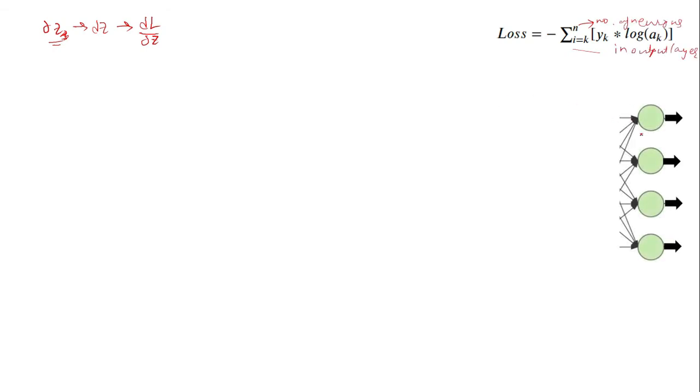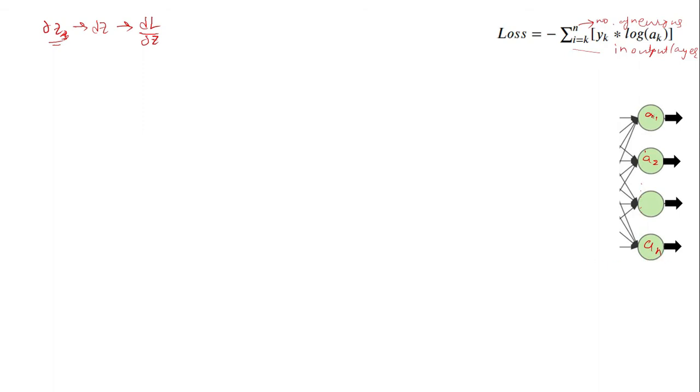And as we are just calculating this dz3 in this video, I will omit writing this 3 every time, and I will just write it as dz, which is dL by dz. And this L is the loss for one observation, which is given by this equation, where n is the number of neurons in the output layer. So our output layer can have as many neurons. For example, this can be A1, A2, and it can go up till An.